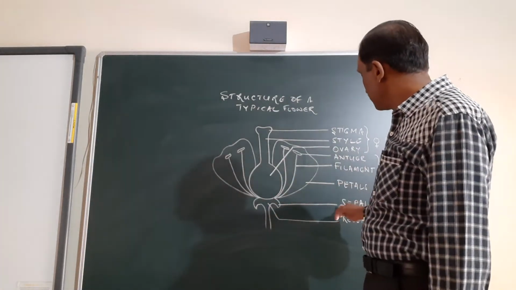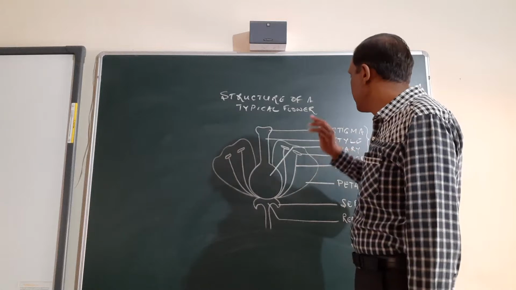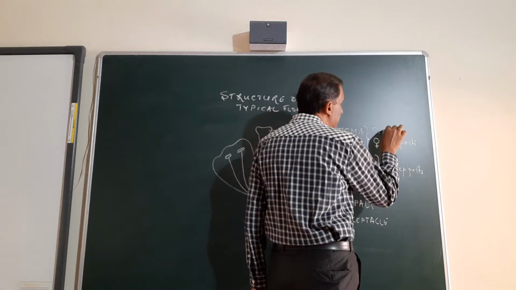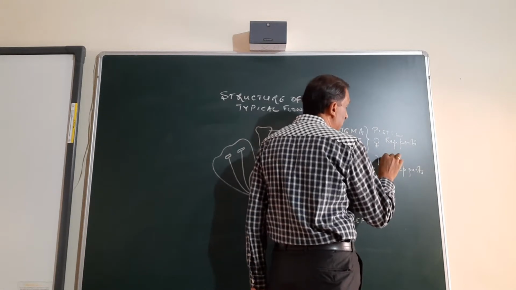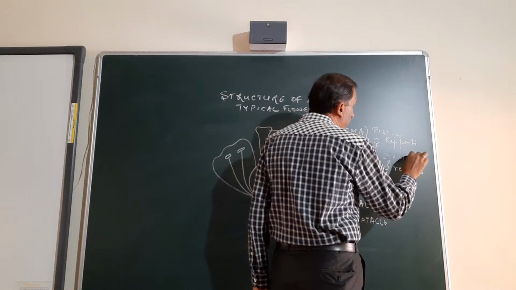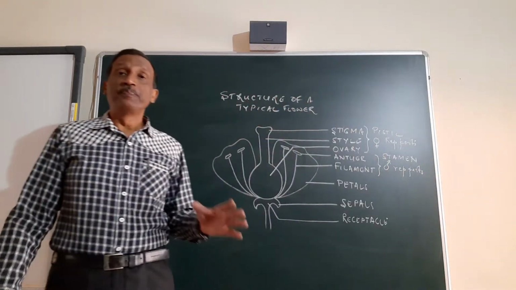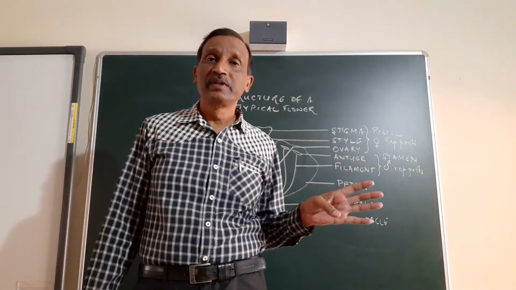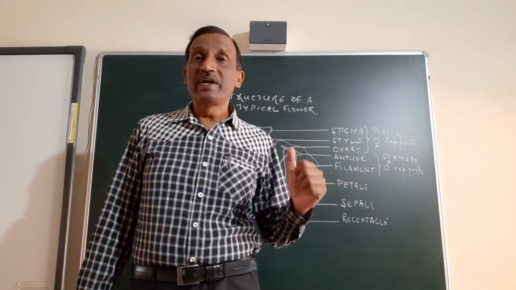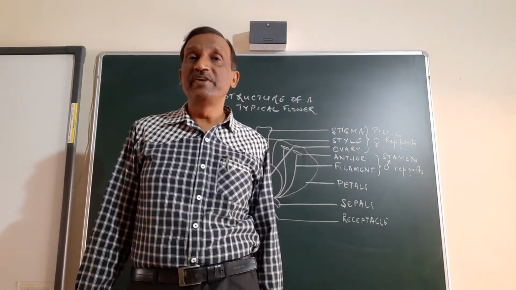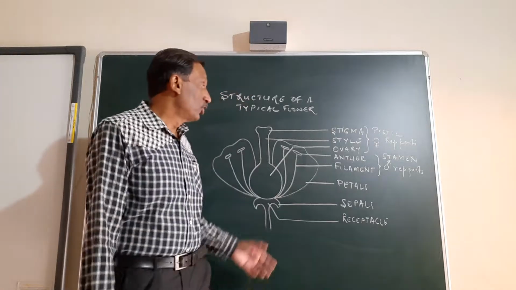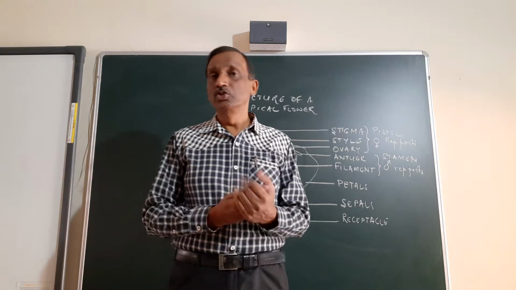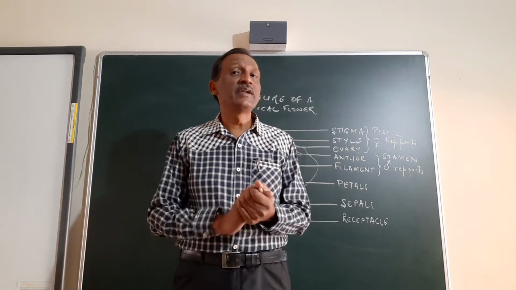Now a flower which has all 4 whorls, that is the sepals, petals, stamens and the pistil. The female reproductive part is also known as pistil, and the male reproductive part is also known as stamen. So if all four parts are present, the flower is known as a complete flower, and if any one or more are absent, the flower is known as an incomplete flower. Most angiosperm flowers are bisexual.